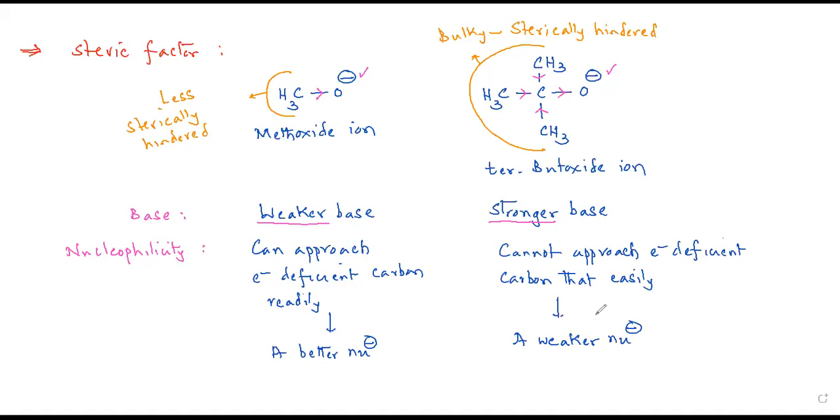So generally, when we discuss something about nucleophilicity, remember, consider the approachability of that particular species. If it can easily approach, more nucleophilic. If it cannot approach that readily, less nucleophilic. It has nothing to do with the electron density at the donating atom. No. Check whether it can approach readily or not.